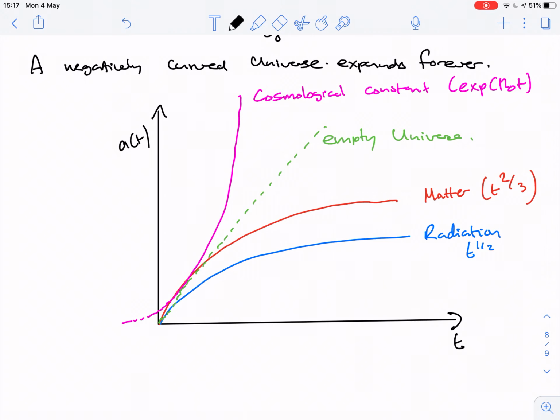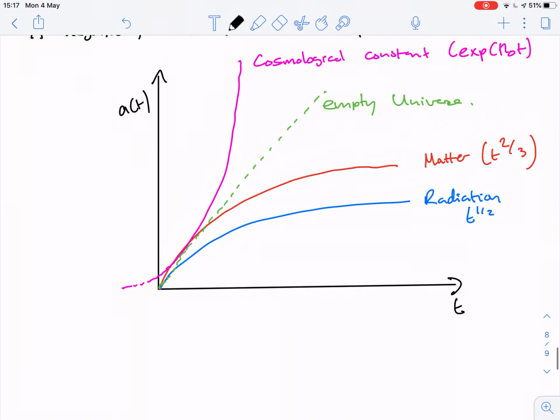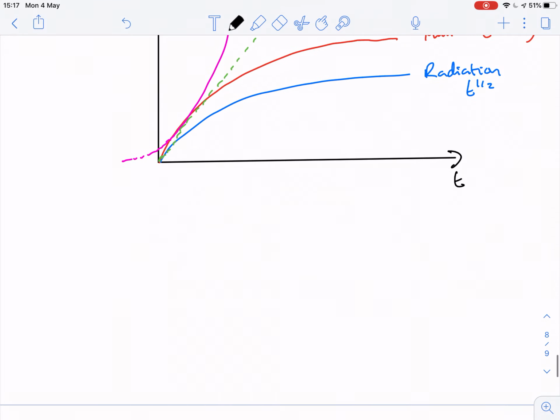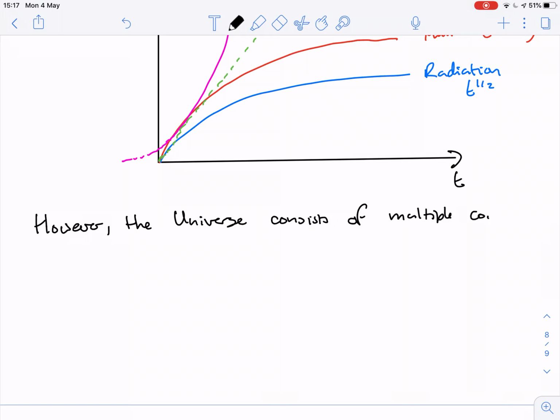Now we've made pretty good progress here because we've really got these unique solutions for these different components of the universe. However, there is a caveat. The universe consists of multiple components, i.e. the fact that there is matter and light already tells us that there is radiation and matter that we need to consider. And this is a spoiler because this week's lecture is about solving the Friedmann equation.